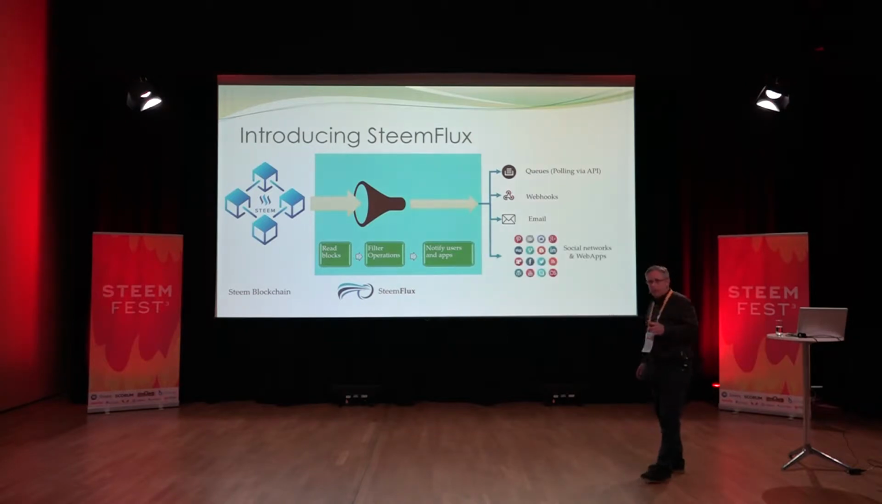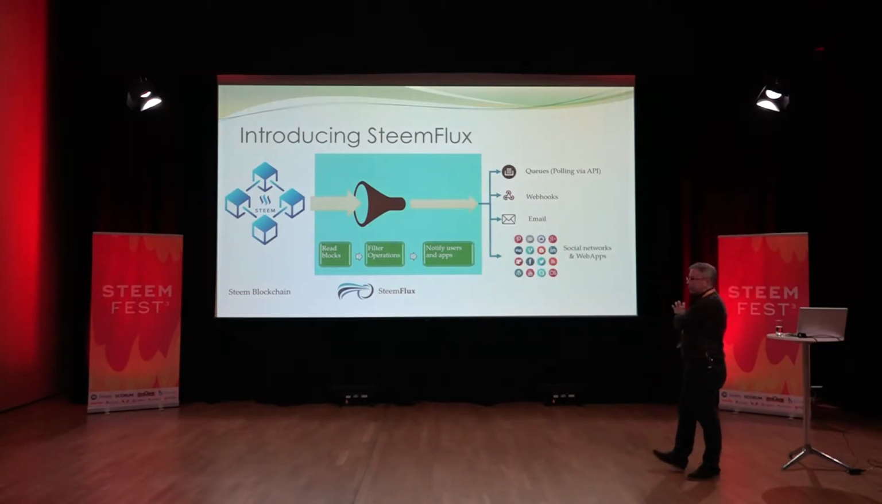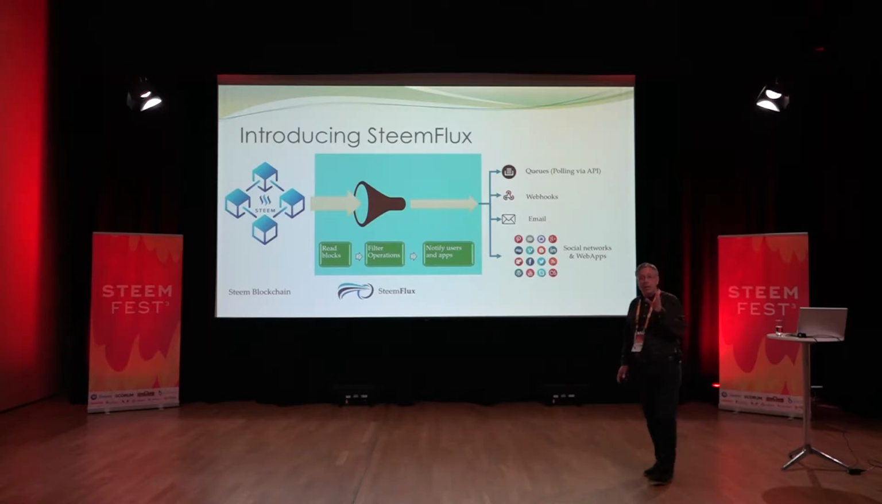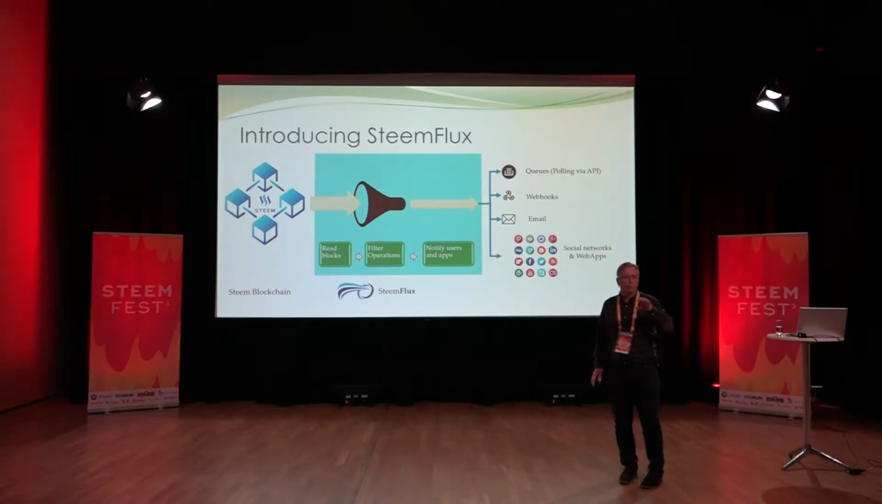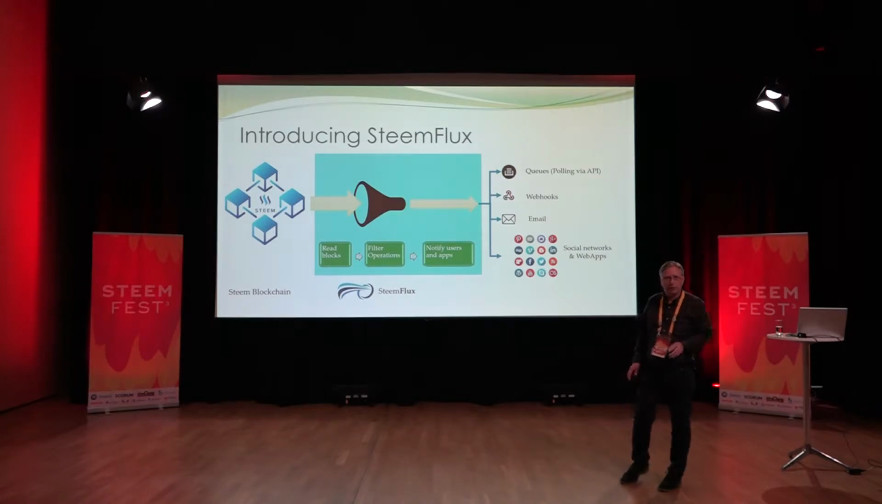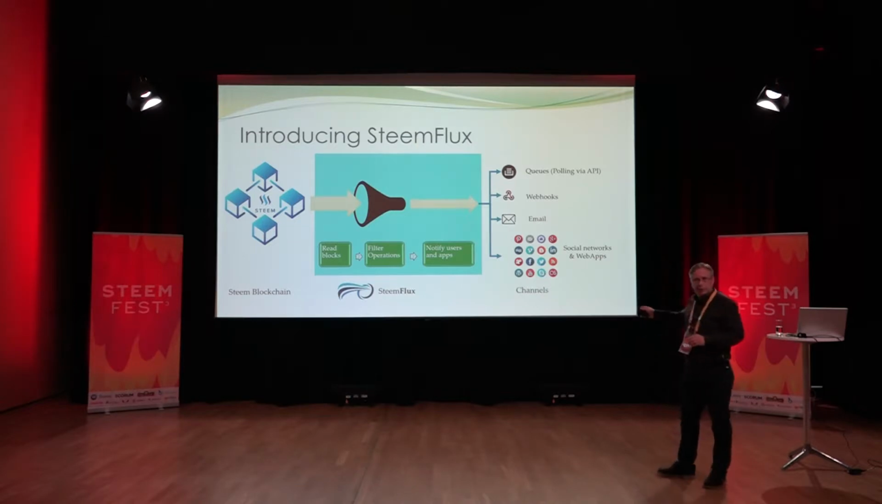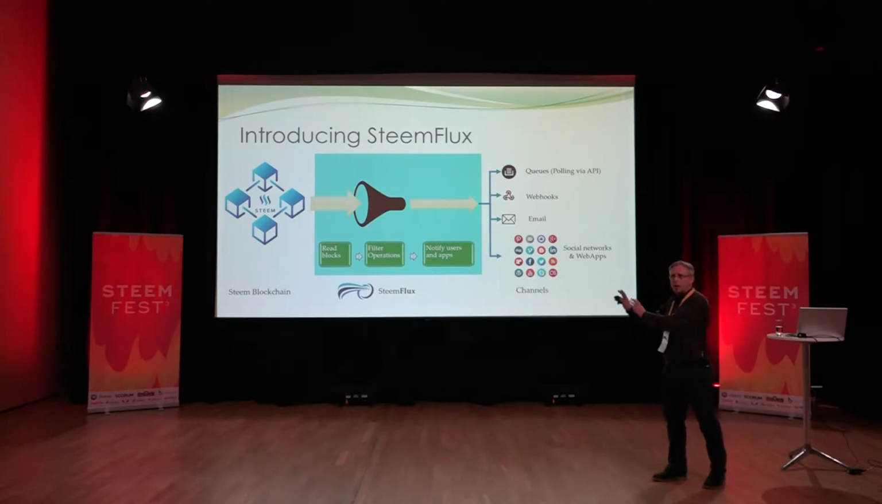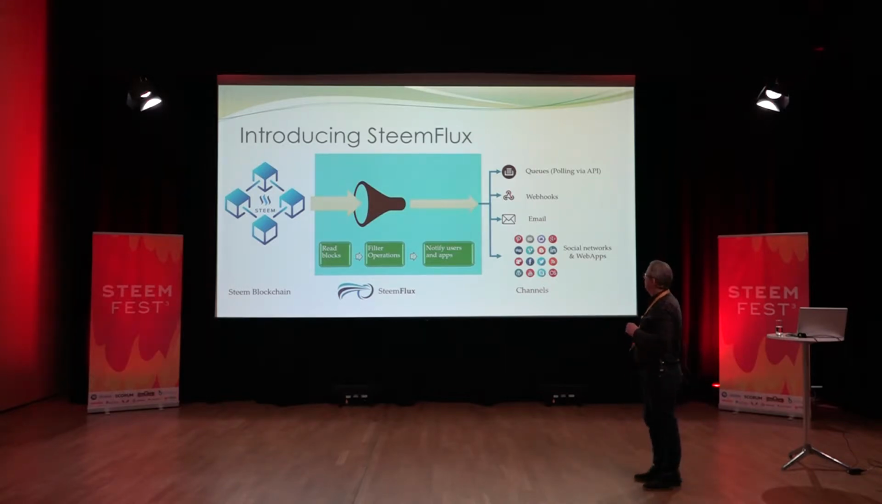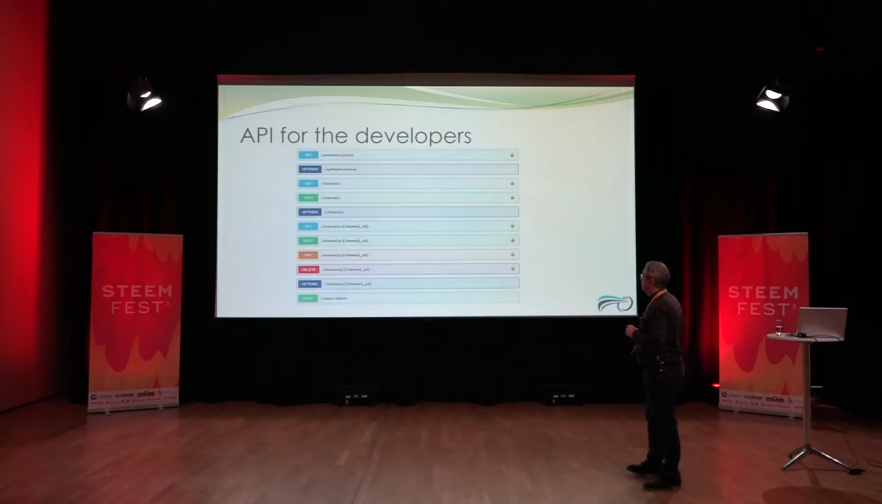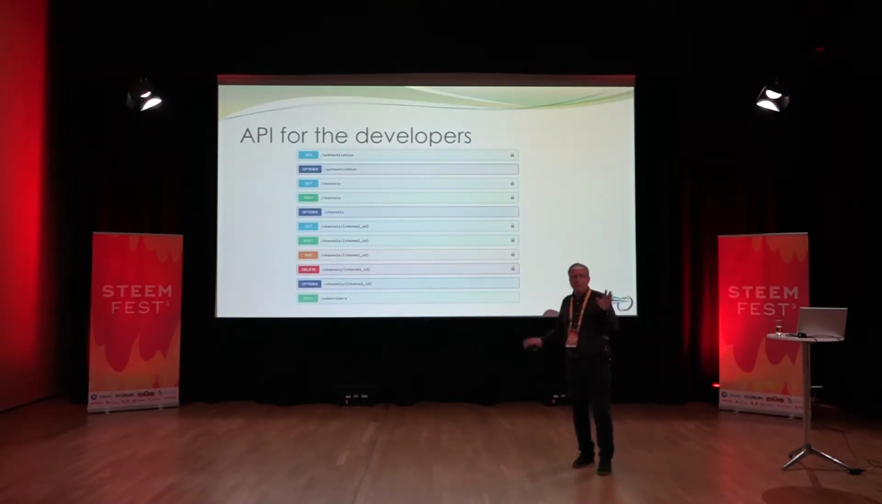Okay, and then we plan to go to all social networks and web apps to be able to, for example, when I publish something on Steemit, have a copy on Twitter, or tweet on Twitter, or maybe on Facebook or another channel. So that's what I would like to do. This is what we call channels. So it's a way to get notified of what's happening on the blockchain. Okay? That's quite simple.